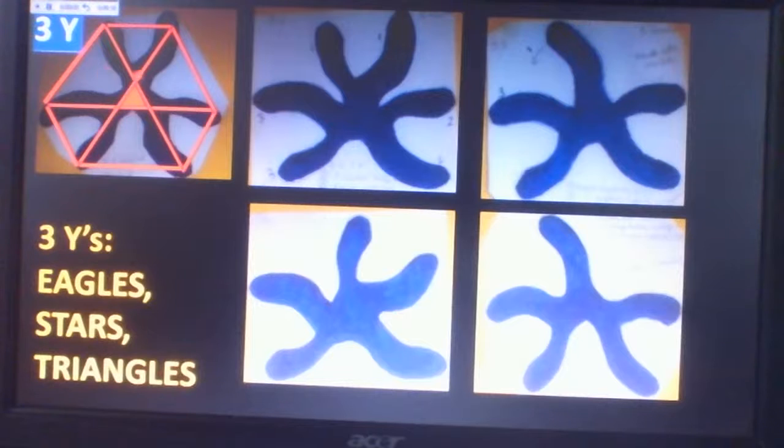Now, using 3Y, the blue colored beast, the female beast, you get similar things. It's the same eagle, just the shape of the hands that differ. And you get triangles as well, 6 triangles. If you count this one inside, it's 7 triangles. This is where they get their triangles from.